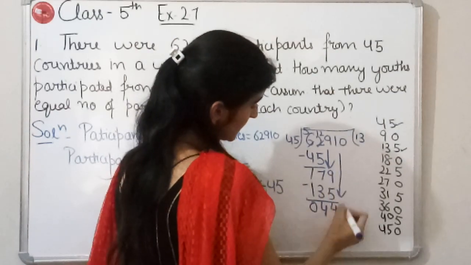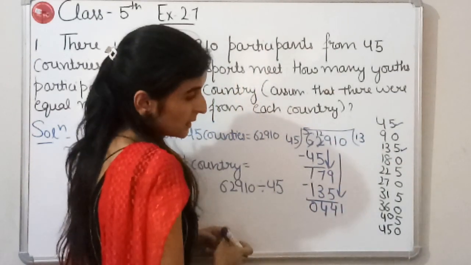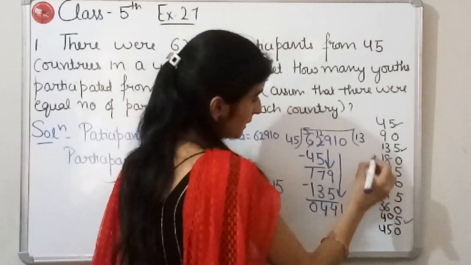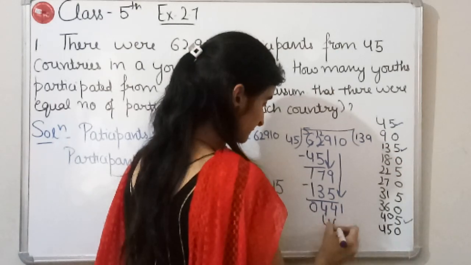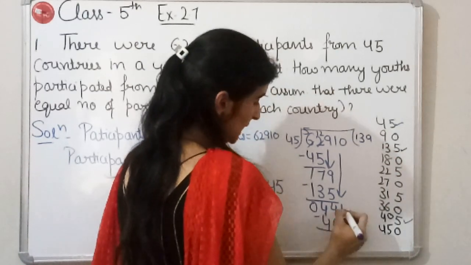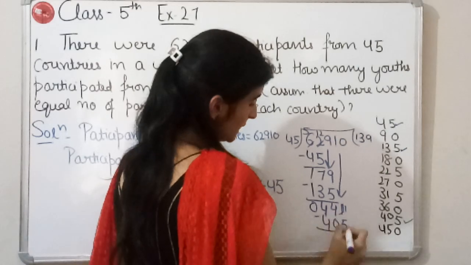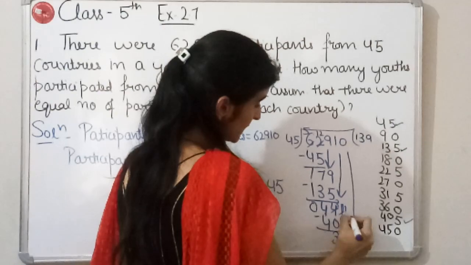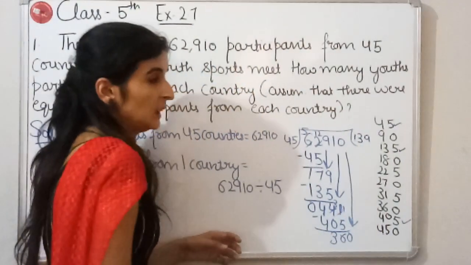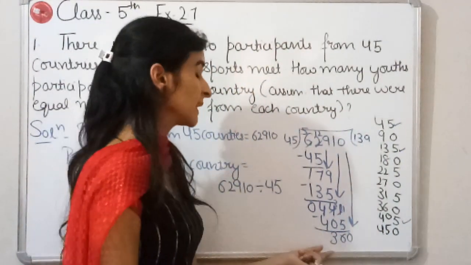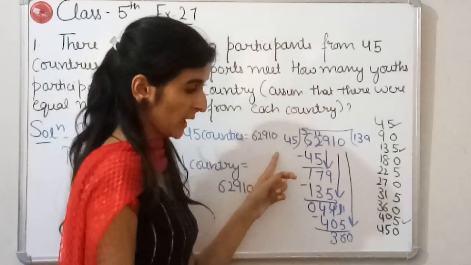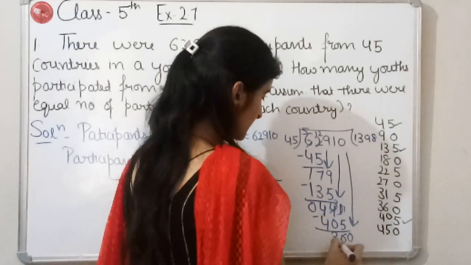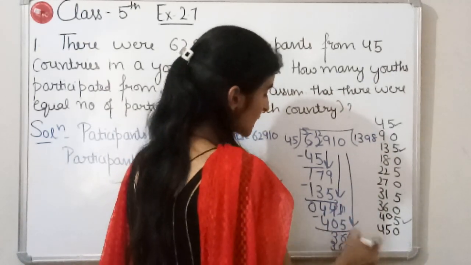Now we can take the next digit, that is 1. Now which number is nearby 441? That is 405. 11 minus 5 is 6. 3 minus 0 is 3. And the next digit is 0. Now 360 is completely divisible by 45. And it goes on 8. So 360 minus 360 is 0.